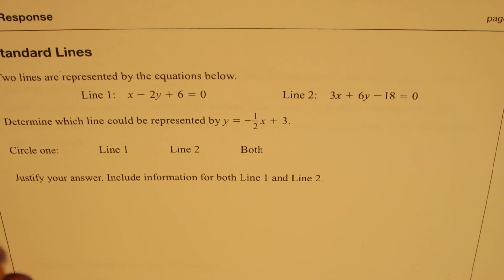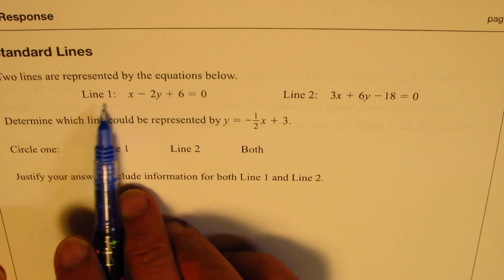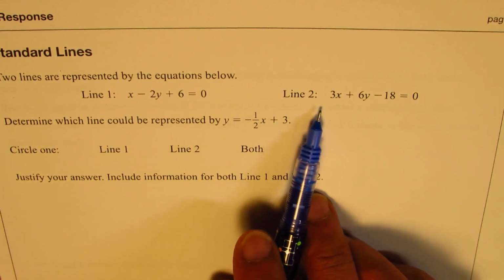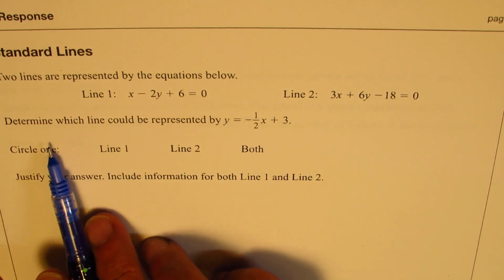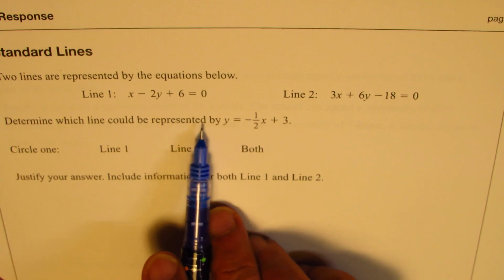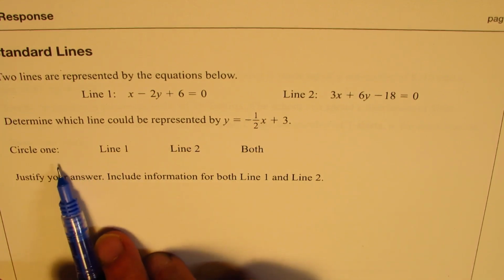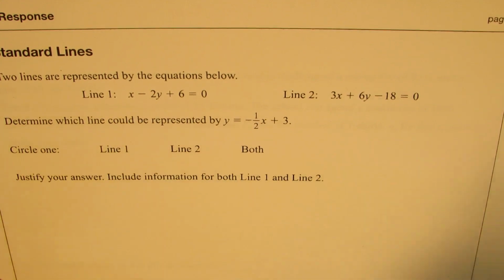It says two lines are represented by the equation. Line 1: x minus 2y plus 6 equals 0. Line 2 is 3x plus 6y minus 18 equals 0. Determine which line could be represented by y equals minus half x plus 3. Circle line 1, line 2, or both. So let's figure it out. So we need to isolate, right?